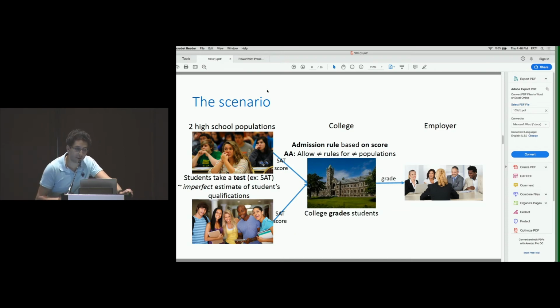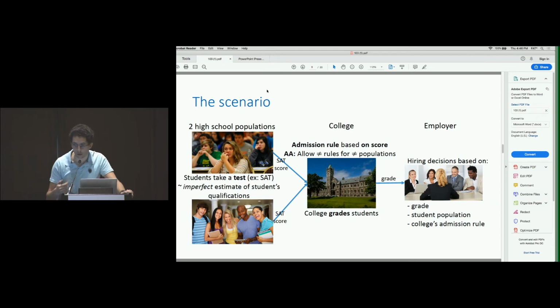Then the college is going to grade students or give them a transcript. The employer is going to see this transcript and make hiring decisions based on those grades or transcript. But we're also going to assume that the employer is going to see what population the students are coming from and what the college admission rule is, and use this in their decision making.